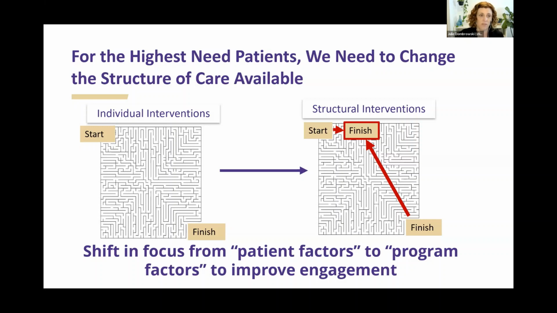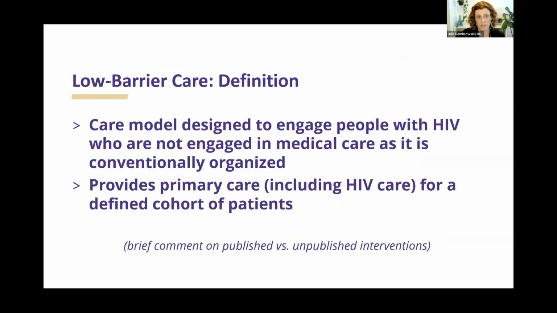And taking this approach requires us to shift from focusing on the patient factors or the client factors and really looking more closely and changing our programs to improve engagement. So the definition of low barrier care, as I'm using it here, is a care model designed to engage people with HIV who are not engaged in medical care as it is conventionally organized. In other words, our current clinical services are not effectively reaching them. And this provides primary care, including HIV care, for a defined cohort of patients. So this is not a group that elects to come sometimes. It's really a group that is enrolled in a low barrier care clinic and that we're designing our services for.